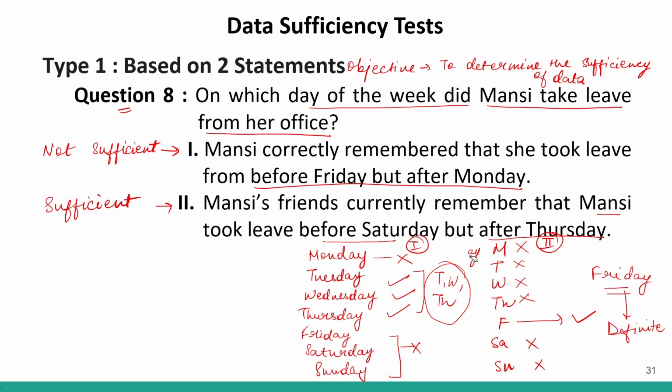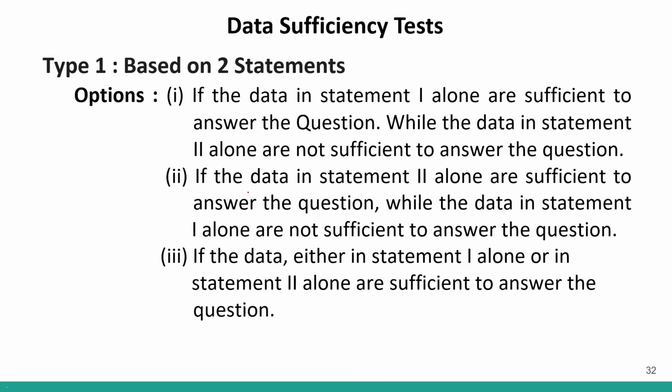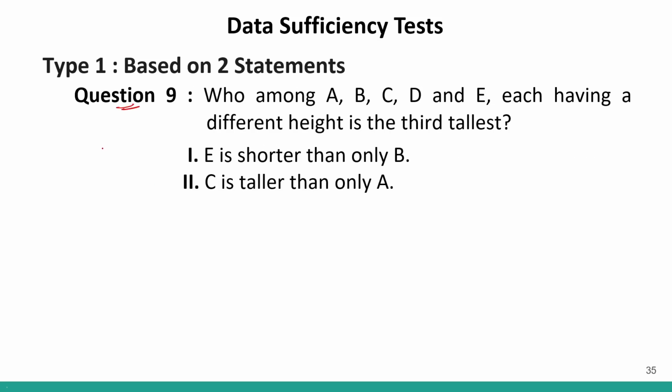Okay. So in this particular question, the answer will be that statement 2 is sufficient, but statement 1 alone is not sufficient. So if I look at the options, I can see option number 2 says that statement 2 alone is sufficient, while statement 1 is not sufficient. So this will be my answer to the question. Clear?